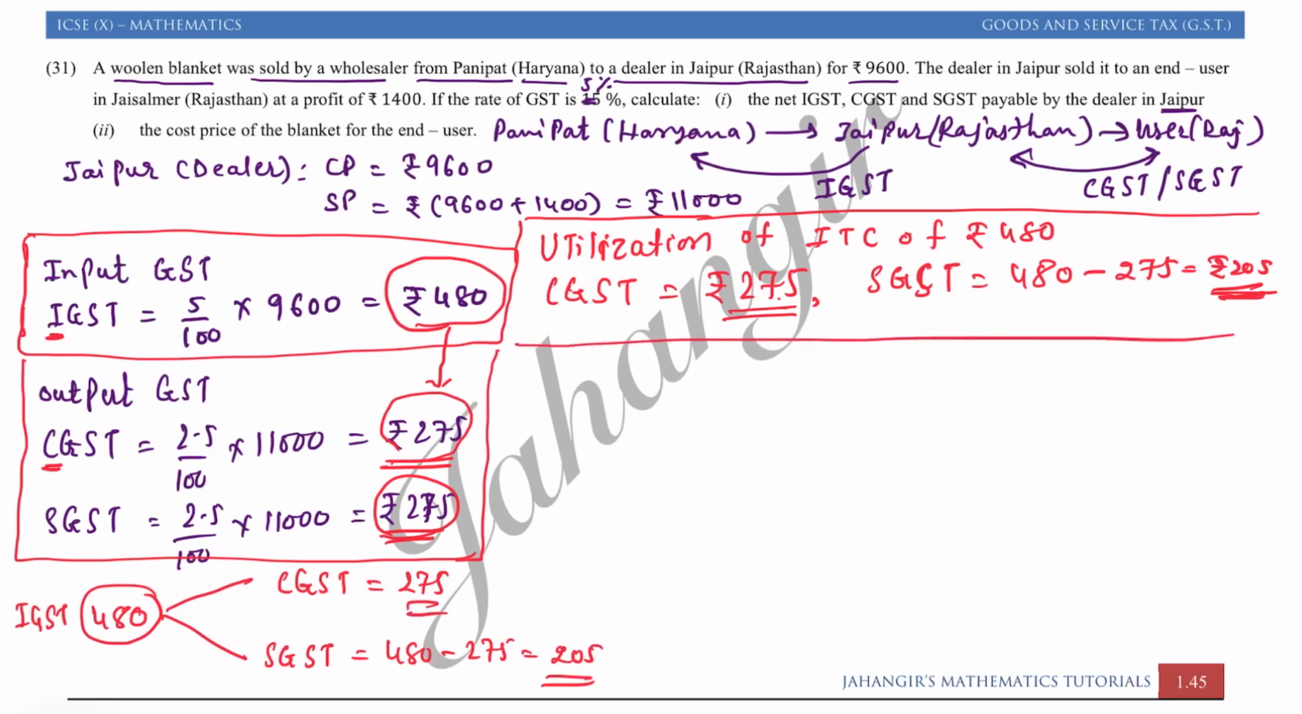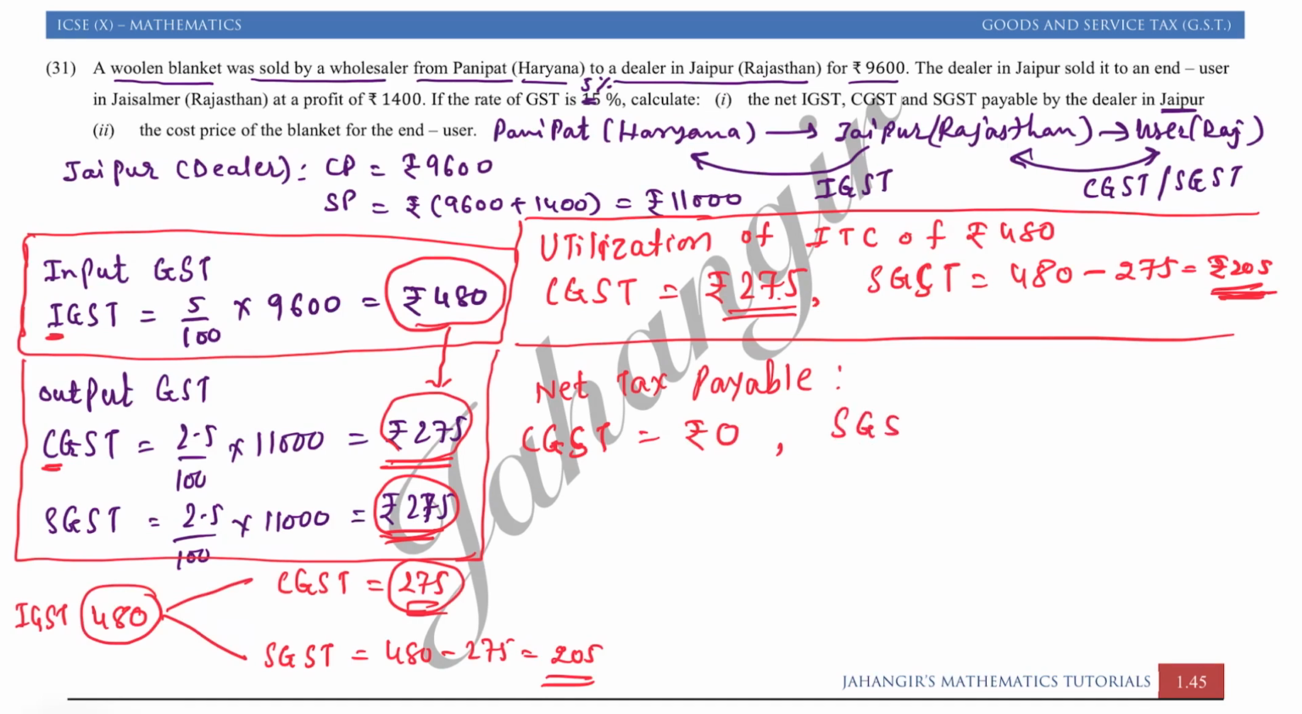Now net tax payable. In net tax payable, CGST is rupees 0, because we had to pay 275, and already from the 480 the central government has taken its 275, so right now we don't have to pay.